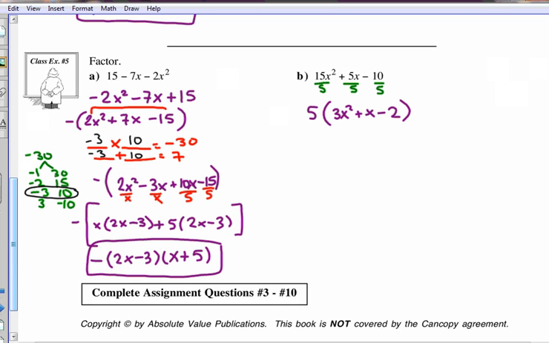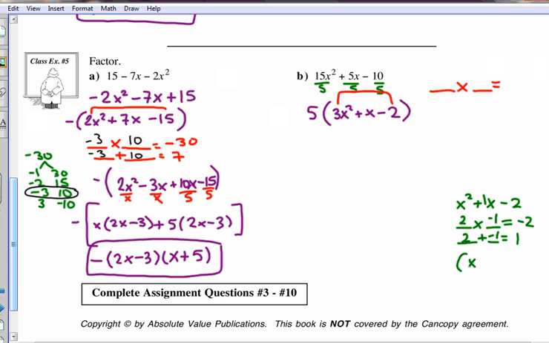Is it simple or complex? Complex. Why? Who's causing the issues? 3. Remember, simple would be something like x squared plus x minus 2. That would be simple. In that case, we would just have to find two numbers that multiply to negative 2 and add to, again, the middle, which is 1. So 2 and negative 1.